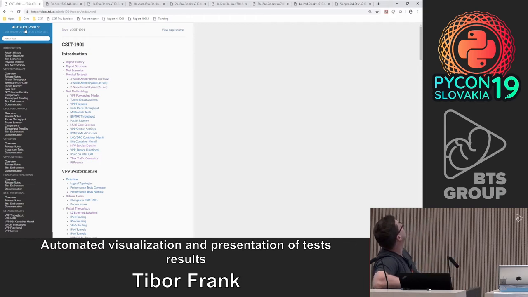Is your visualization solution open source? Yes. Everything is open source. When you go to FDIO, this is a starting point, you will find links to all information, including source code.